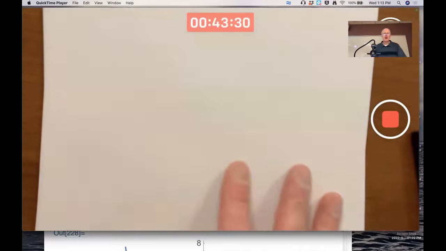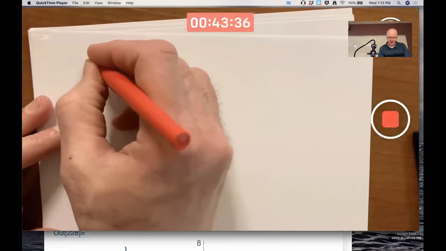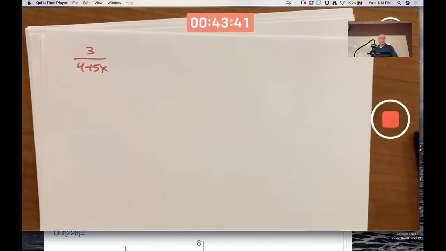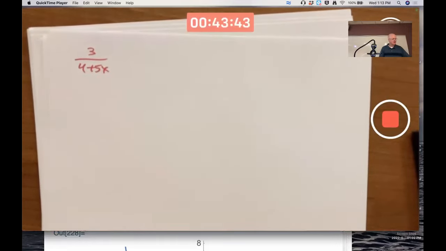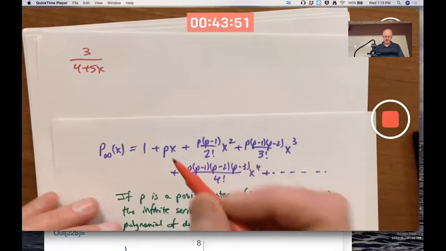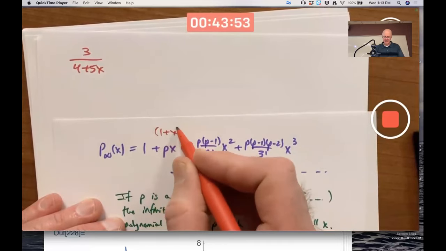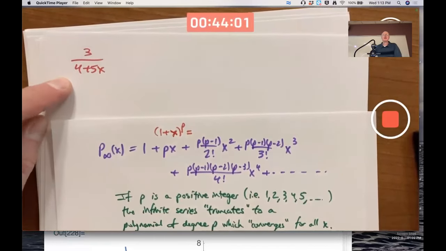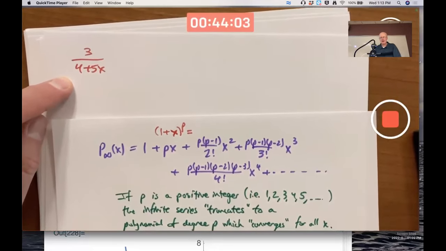Next example. Our old friend. Favorite example, it seems, 3 over 4 plus 5x. I'm about to use the same formula I just showed you, this one for 1 plus x to the p, for this example. How in the world are these related?